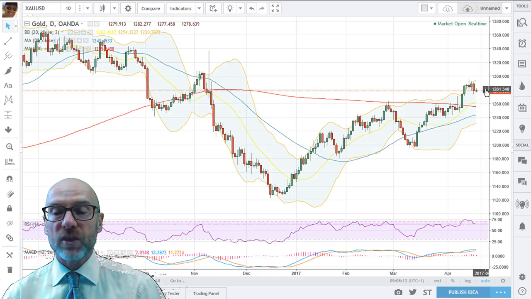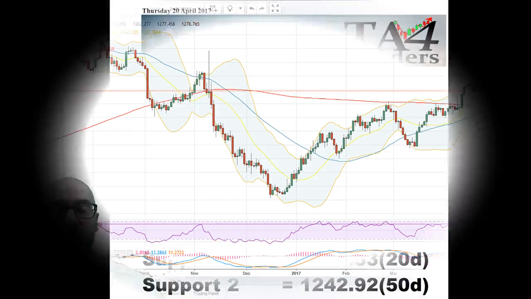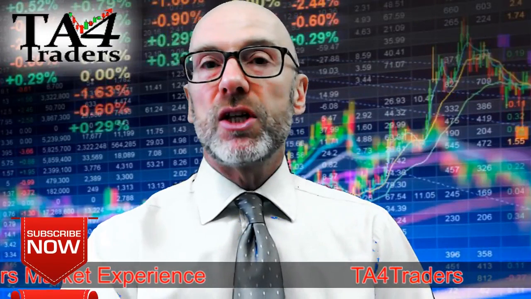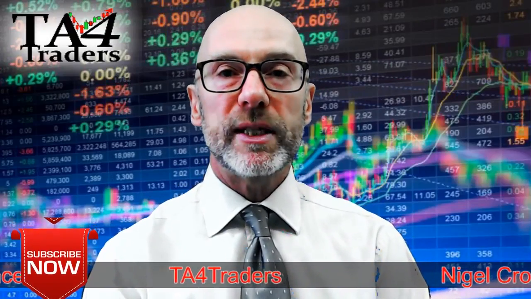On this chart, I really wouldn't do anything until we do break that resistance at the 1295 level. And looking at the resistance points, as I've said, key points 1294.82, 1295.61, with supports at the 20-day 1262.53, and then the 50-day 1242.92. So that has been TA for Traders, looking at the gold price on the 20th of April.